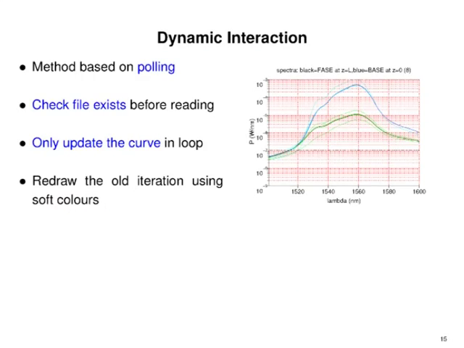But the problem is pretty soon, you've got a very busy plot. So what you want to do is de-emphasize the old curves and make the new curves bright. So what I've done here is I've used soft colors for the old curves and bright colors for the new curves. You can see, for instance, black and blue are the new curves, whereas the softer green and light blue are showing you the older iterations. So you can see how the progress is happening. These techniques are very useful because, using just standard Scilab, they make quite an effective tool.